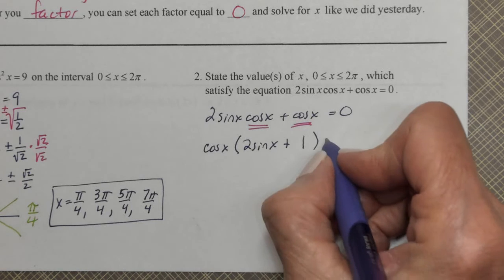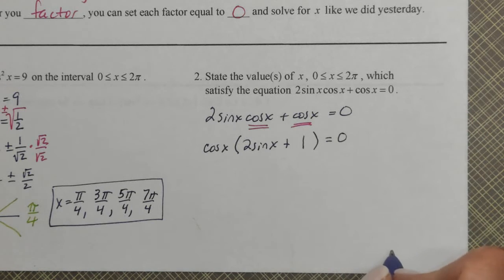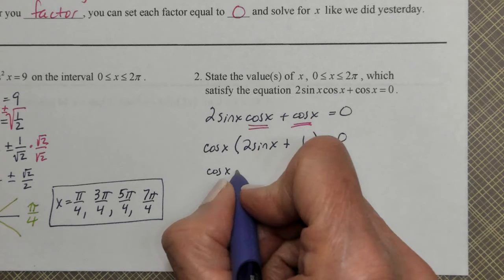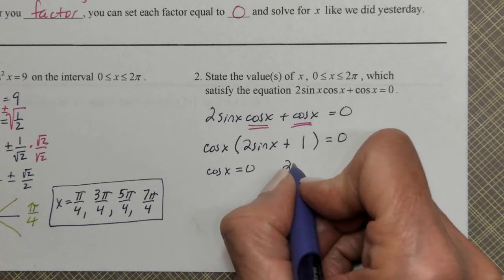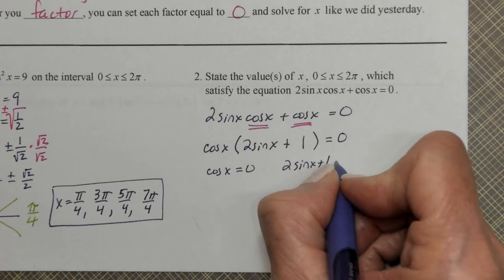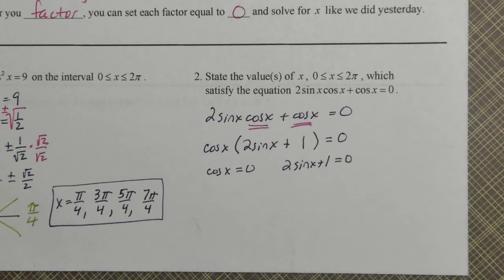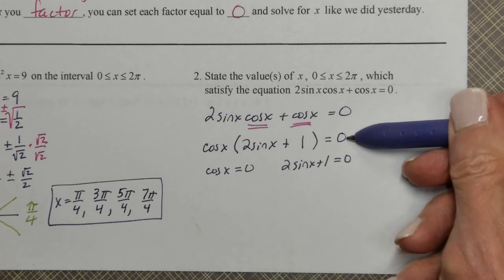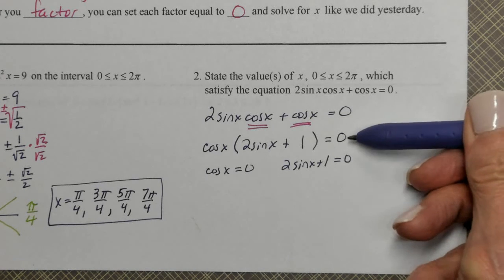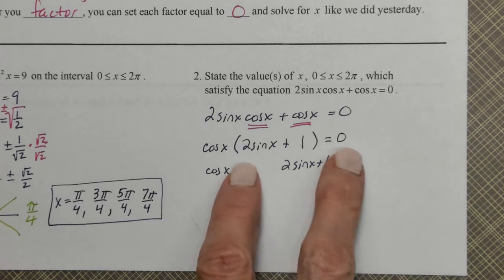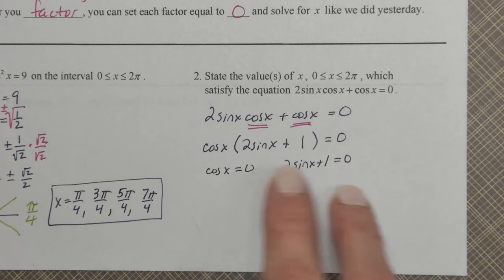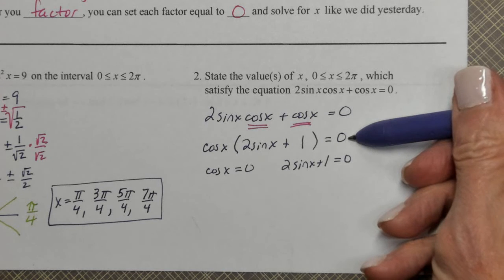So we have factored, it's still equal to 0. So I'm going to take each factor, cosine x and 2 sine x plus 1, set them both equal to 0. This is where it's important that you have 0 over there. If that was any other number, you cannot do this step. It only works if you have 0 over here. Okay?